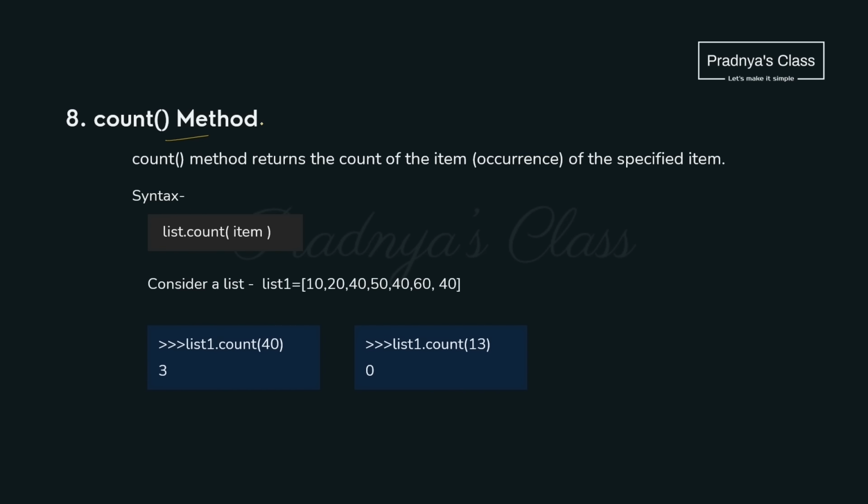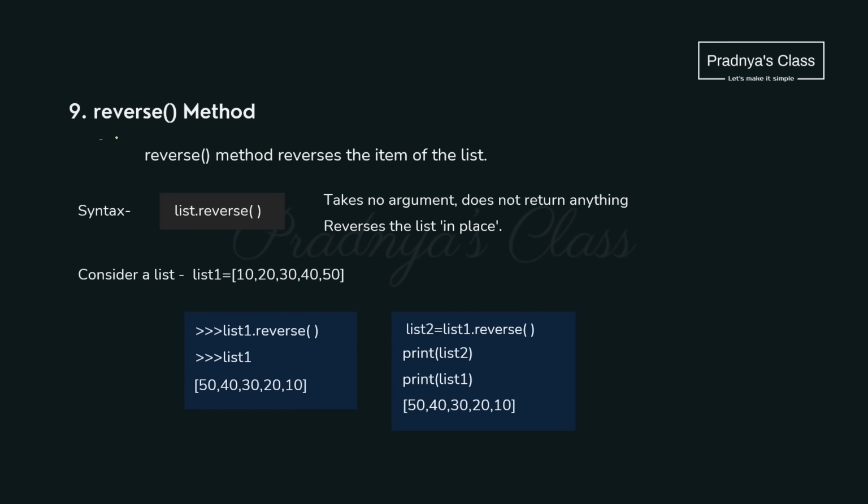Here is the count method. We even use it in the case of strings. It counts the item occurrences. 40 is present 3 times in the list. Here is one more method. The name is reverse. It will reverse the items of the list. Here is the given list. If you reverse it, you will get the elements in the reverse direction.